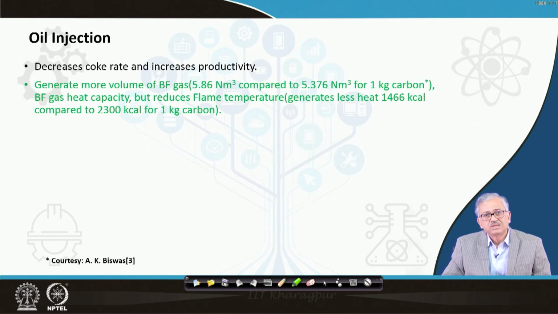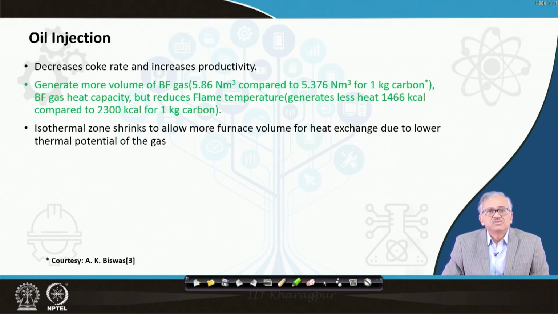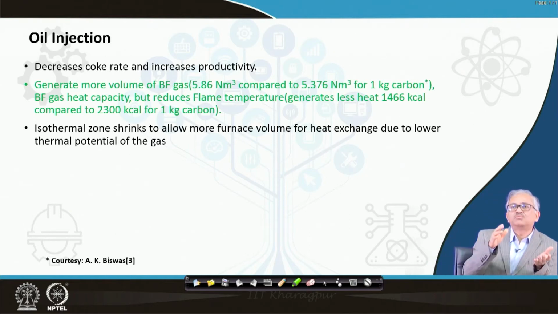If the flame temperature is less, then the heat exchange potential of the gas also becomes less, because the temperature gradient is less. But it increases the heat capacity of the gas, with more volume of gas. So, heat content becomes more, but its potential becomes less. As a result, your isothermal zone shrinks to allow more furnace volume for the heat exchange, because the volume of the gas is high. So, you have to allow more furnace volume for the heat exchange between solid and gas. As a result, your isothermal zone shrinks.